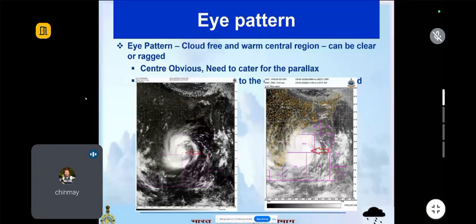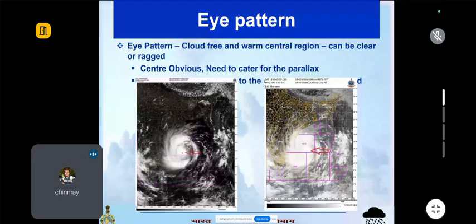Okay, so on this page you can see on the left hand side is the visible imagery. There is a black portion in the middle surrounded by thick white or bright clouds. This is called an eye pattern, because it resembles the human eye: a black or dark spot in the middle surrounded by thick white or bright clouds.